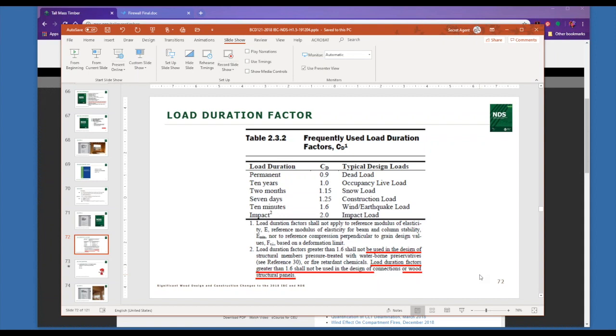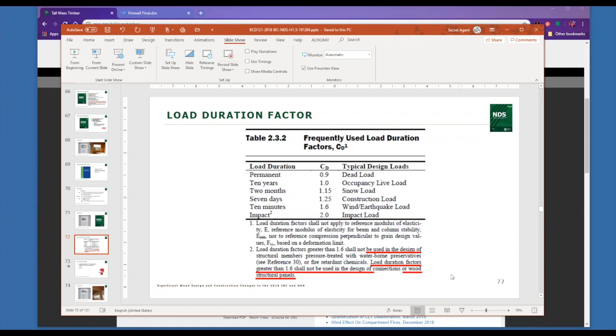Yeah, you actually do. It is in the part of footnote 2 that wasn't edited, so that's kind of why I brushed through it. But if you are using treated lumber, so you can see it there, if it's pressure preservative treated or if it's fire retardant treated, you are also going to be limited to that 1.6 load duration factor for your design. Right.